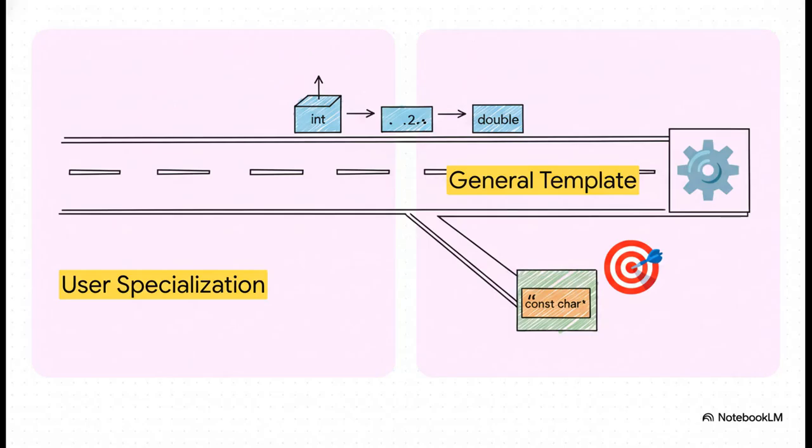The fix for this is something called template specialization, and here's a great way to think about it. The general template is like the main highway that works for most cars, most types. But for a special case, like our C-style strings, we build a special exit ramp. It's a specialized version of the function that tells the compiler, hey, for this specific type, const char pointer, ignore the main highway and use this custom-built logic instead, which in this case would correctly use a function like strcmp to compare the actual string content.